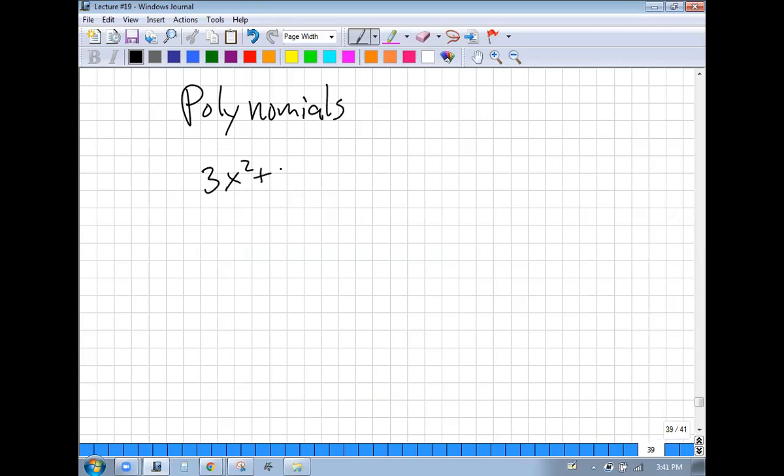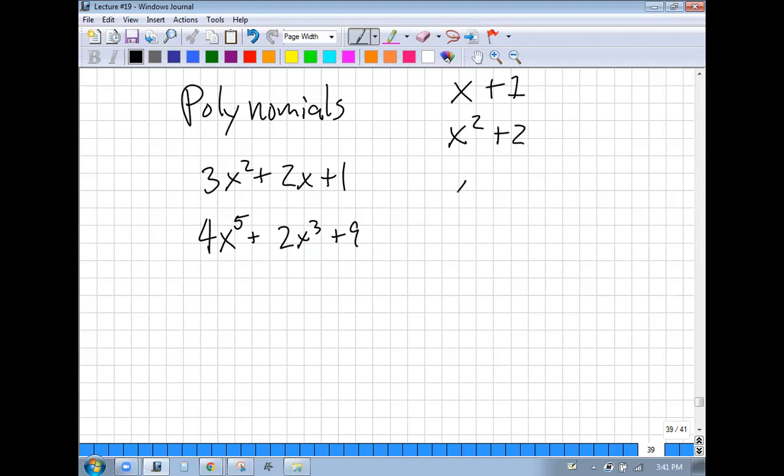3x squared plus 2x plus 1. 4x to the 5th plus 2x cubed plus 9. Or just x squared. Or just x. That's the simplest one. Or you could have x plus 1. Or you could have x squared plus 2. Or you could have x cubed plus 2x squared plus 3. Notice there's no x here. You only have x cubed and x squared.